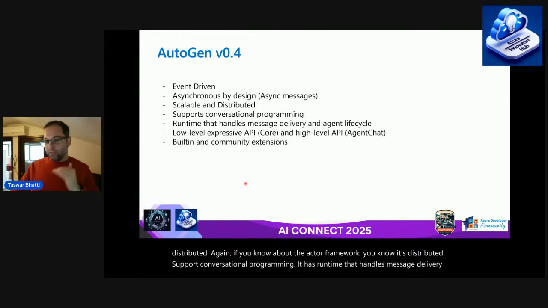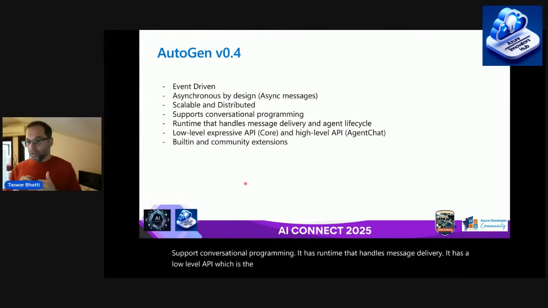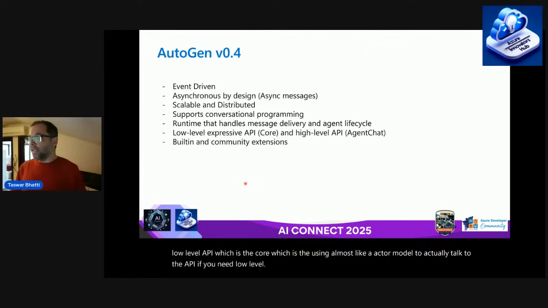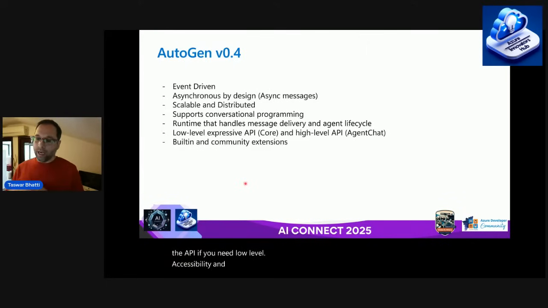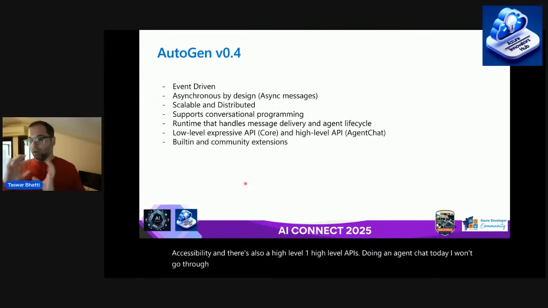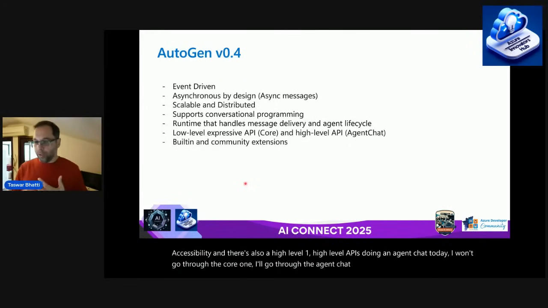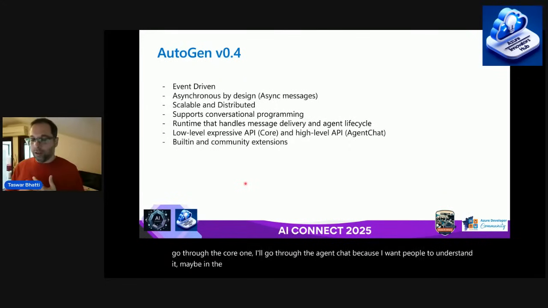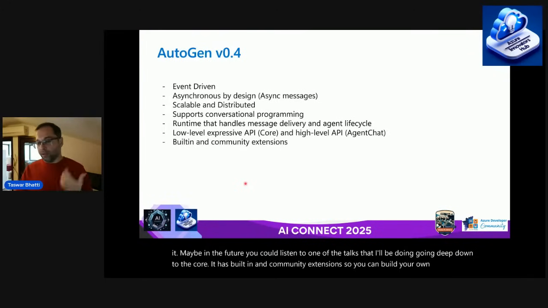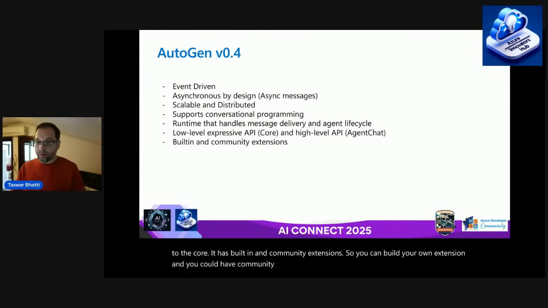It has a low-level API, which is the core, using almost like an actor model to talk to the API if you need low-level accessibility. And there's also a high-level API for agent chat. Today, I won't go through the core one. I'll go through the agent chat because I want people to understand it. Maybe in the future you could listen to one of the talks I'll be doing, going deep down into the core. It has built-in and community extensions, so you could build your own extension, and you could also use community extensions.